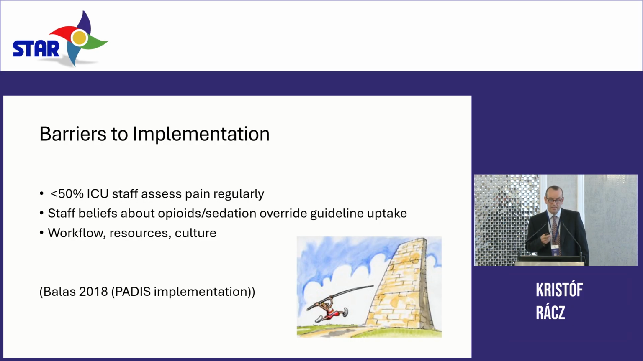There are also always barriers to how to implement these things from the guidelines. ICU staff, which means doctors and nurses, less than half of them are assessing the pain regularly. This is really something we can do better. Also, doctors and nurses have beliefs about opioids and sedation, which are not always in close connection with these guidelines. That can override the adherence to the guidelines. Workflow is not always easy. Financial and human resources are poor, and the working culture is sometimes also poor, and these can be really barriers to how to implement all these nice things which we were talking about.